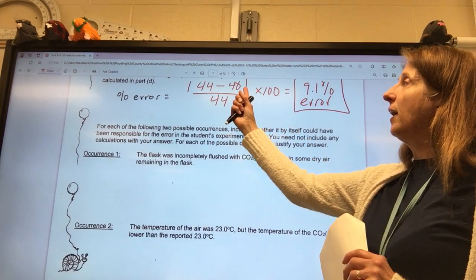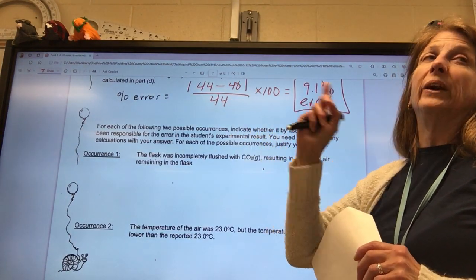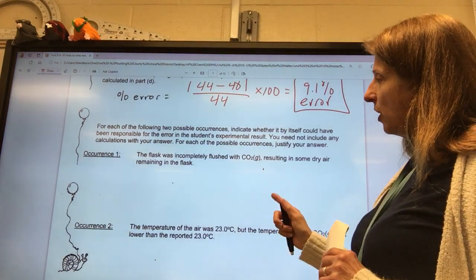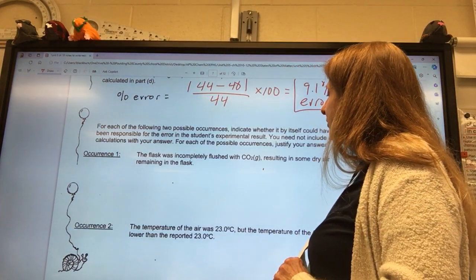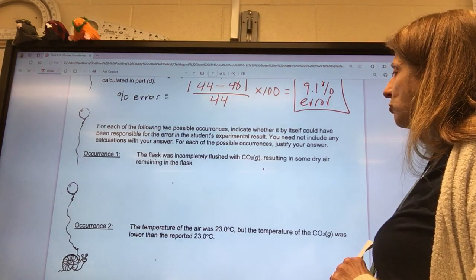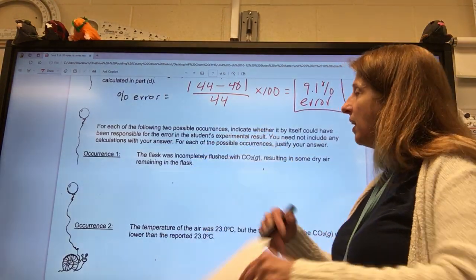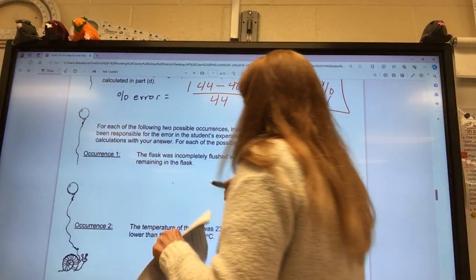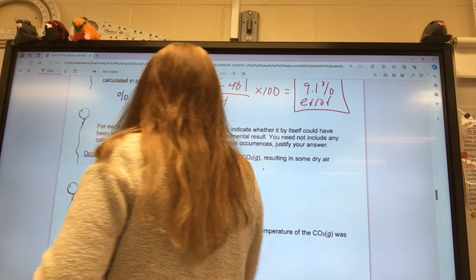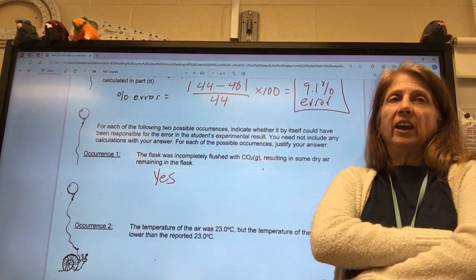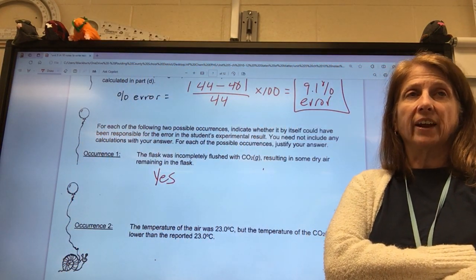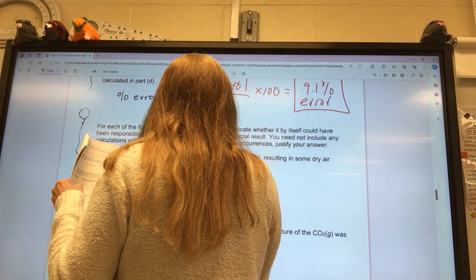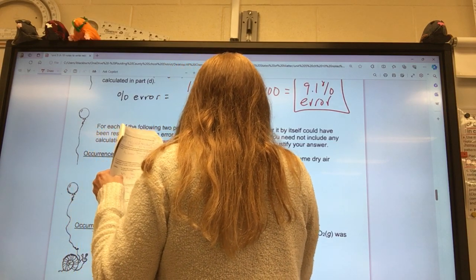So, our answer that we got in lab, we'll assume we did this, was less than what it was supposed to be. So, occurrence 1, the flask was not completely flushed with CO2 gas, resulting in some dry air remaining in the flask. Could that have caused our mistake? Yes. Yes, it could. Can anybody tell me why? Is CO2 more dense or less dense than dry air? Less. Yes. CO2 is less dense.